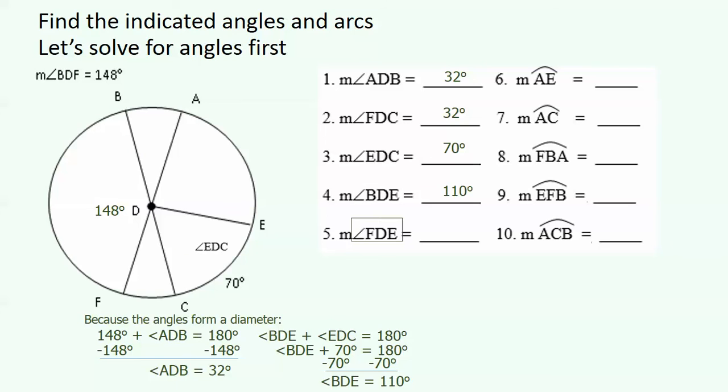Now let's find the measure of angle FDE. All right. I can see that angle FDE is made up of angle FDC and angle EDC. So if I take angle FDE, it will equal FDC plus EDC. So angle FDE is going to equal 32 degrees plus 70 degrees, and angle FDE will be 102 degrees.